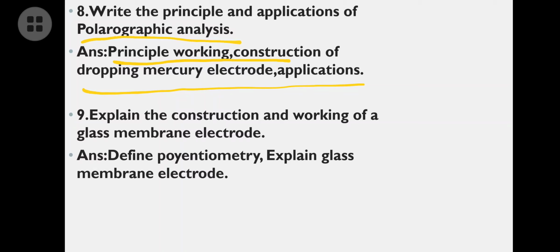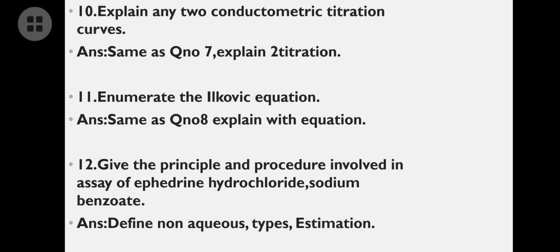9th one, explain the construction and working of the glass membrane electrode. Define potentiometry, then explain the glass membrane electrode. Same: principle, construction, working, application. These things you have to remember while you are explaining any type of construction. 10th one, explain any two conductometric titration curves.